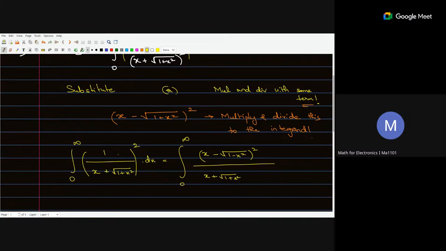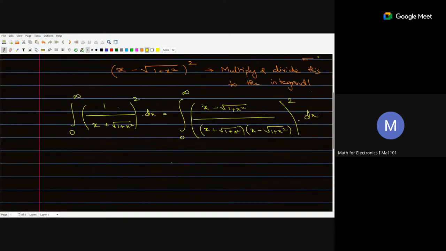So either you do x minus root 1 plus x squared and x minus root 1 plus x squared inside the square, or directly multiply this particular term. Both are the same. You are just combining the numerator square and the denominator square. Here we are writing it explicitly: numerator square goes to numerator and denominator square goes to denominator. That's it. So instead of writing two squares like this, you write it like this, whole squared. Both are the same.